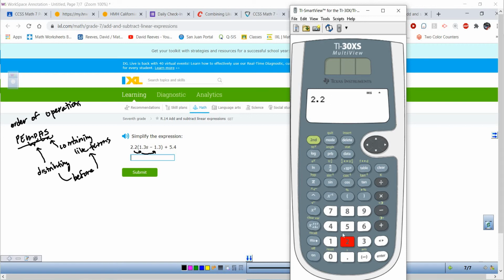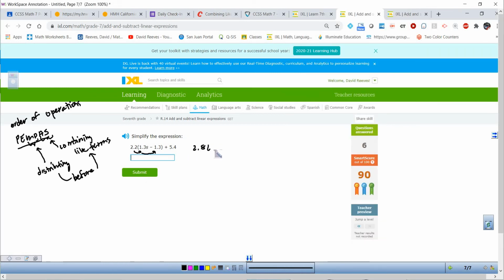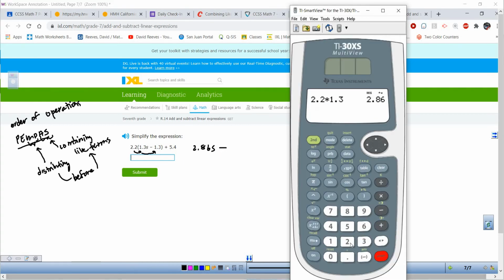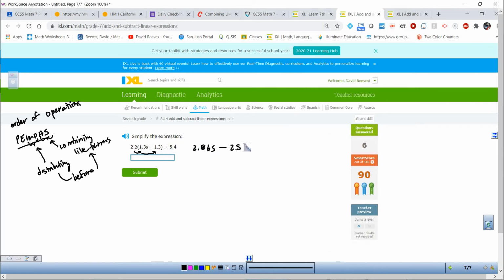Okay, so I'm going to do 2.2 times 1.3. Again, you should know how to do it without a calculator, but that's not what we want to focus on right now. So I get 2.86. So I have 2.86s when I multiply that. And then I have minus, okay, then I'm going to do 2.2 times 1.3. And that one gives me, oh, Mr. Reeves, I wasn't even paying attention. They're the same number, you silly goose.